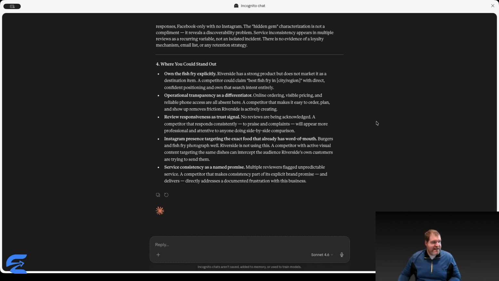Instagram presence targeting the exact food that already has word of mouth. Burgers and fish fry photograph well. Riverside isn't using this, so use those visuals to target the same dishes. You can intercept an audience from Riverside. Service consistency as a brand promise. Multiple reviews flagged unpredictable service. A competitor that makes consistency part of its explicit brand promise and delivers directly addresses a documented frustration with this business.